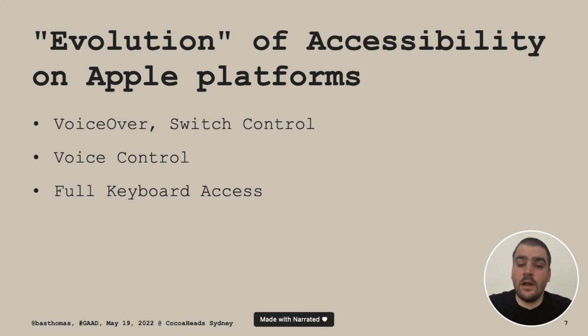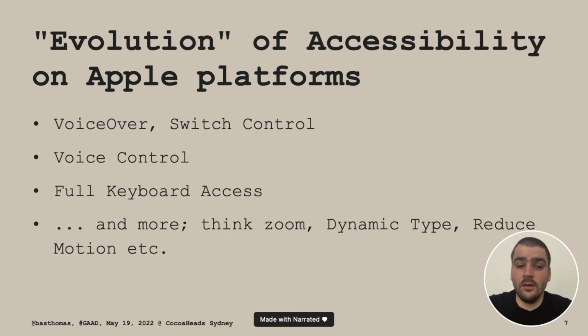And so these are bigger technologies when we talk about assistive technologies, but that's not everything. And this slide will definitely also not cover everything, but I do want to point out a few other things. Think about Zoom, think about Dynamic Type, which is definitely a big one as well that you want to look into. But for the purpose of this presentation, we'll focus on VoiceOver, Voice Control, and Full Keyboard Access. We have Reduce Motion, etc., etc.